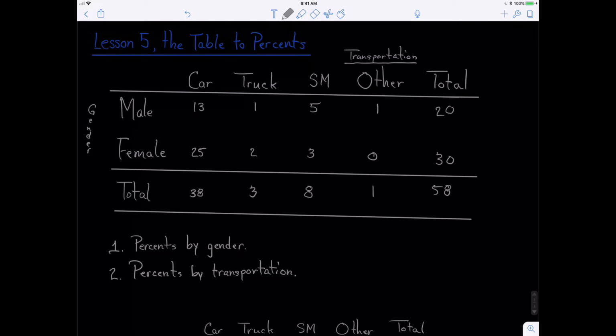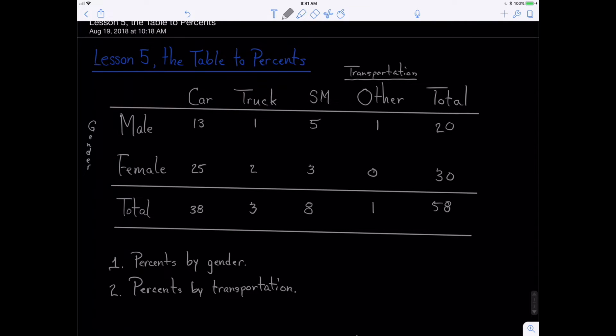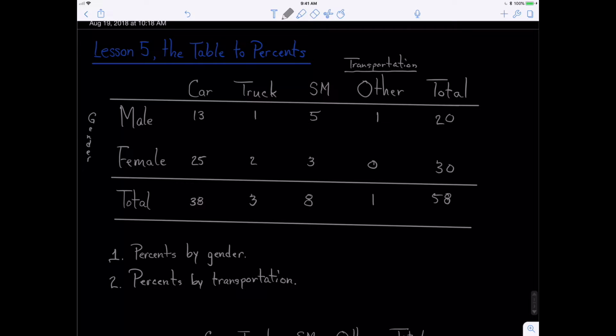I've recreated the table that we've used in our previous notes of modes of transportation and gender, and these are the same numbers that we have used in some of the other examples and in some of the homework problems. So today we have two activities. The first one is down here. Number 1 is we're going to write percents by gender. And then we're going to make another table and write percents by transportation. So let's take a look.